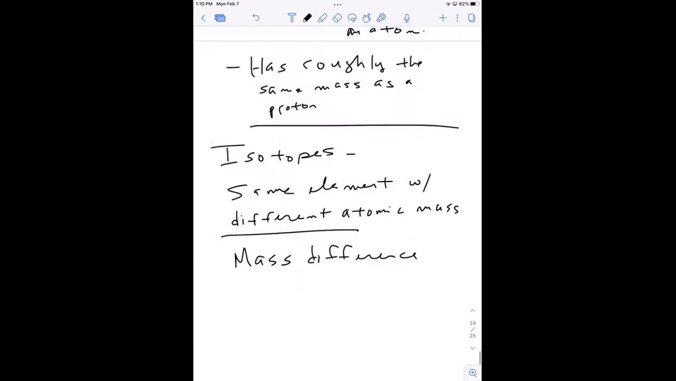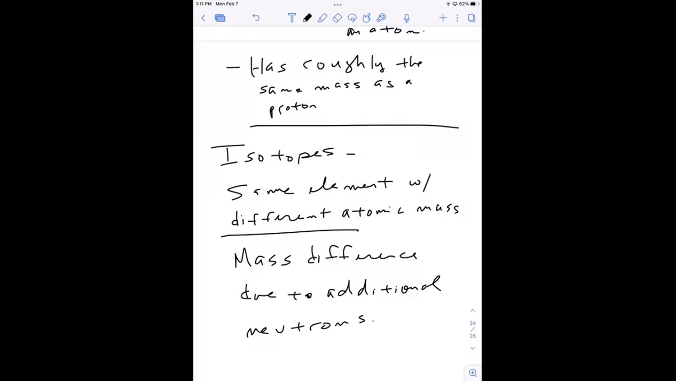So the mass difference is due to additional neutrons. All right. So whenever you hear that term isotope, just know that an isotope of an element is an element, or, how do I put this, an analog of that element that has a different number of neutrons in the nucleus. All right. So that's going to change the atomic mass. All right.